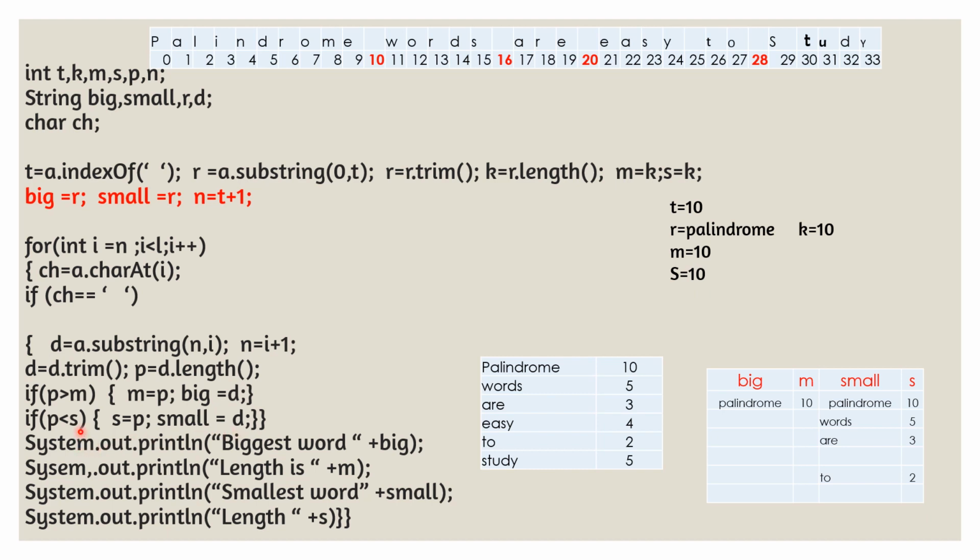So if the length is less, the length will go to the variable S and the particular word will go to the variable small. And now compare other words here. Next time, the length of the word is 3. So once again, P is less than S. That means 3 is less. So S is equal to P. That means S will become 3 and the word will go to small.